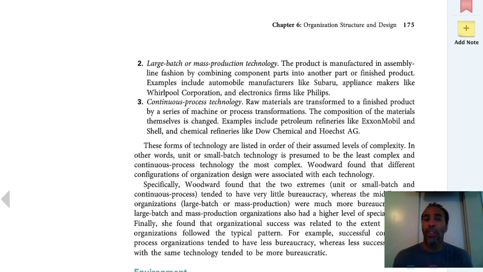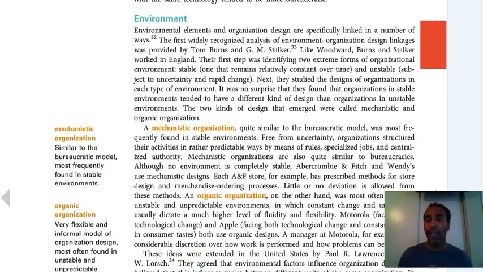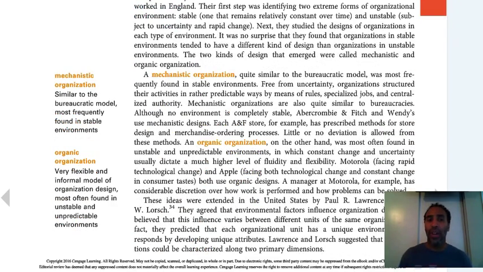Number 2, large batch or mass production technology. The product is manufactured in assembly line fashion by combining component parts into another part or finished product. And that's pretty self-explanatory. And number 3, continuous process technology. Raw materials are transformed into a finished product by a series of machine or process transformations, such as, I want to make a table, take the wood, then you sand it, then you finish it, right? It may stop a few different places before it's actually ready to be sold in the stores.